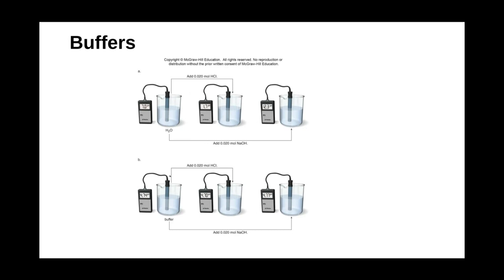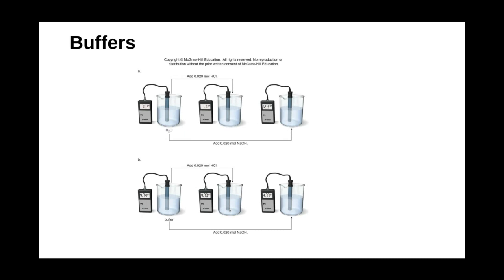Now, when we have a buffer present, things are a bit different, right? The buffer has a pH of 4.74. When we add hydrochloric acid to this buffer, you'll notice that the buffer only changes by 0.4 on the pH scale. When we add sodium hydroxide, you'll notice that the pH of the buffer goes from 4.74 up to 4.77. Pretty big difference, right? The pH up here went up by 5. Here it went down by almost 6. Here it's changing by fractions.